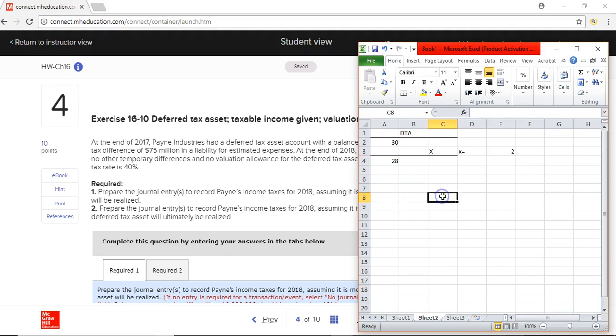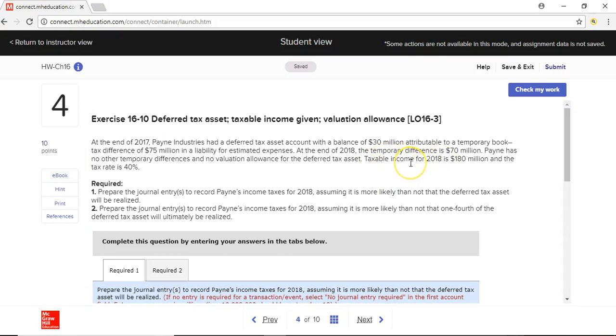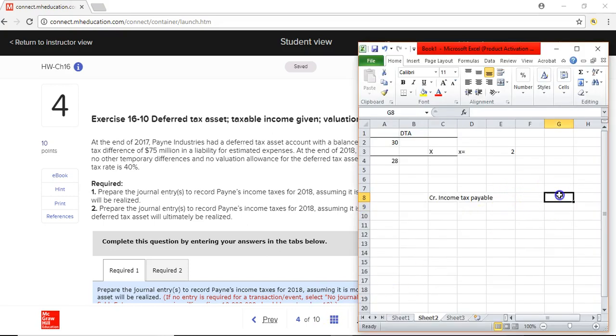So now we can do the journal entry. First, income tax payable is calculated by the 2018 taxable income, 180 million multiplied by 40%. And then we have deferred tax on the credit side, by $2 million. Finally, to balance the entry, income tax expense.